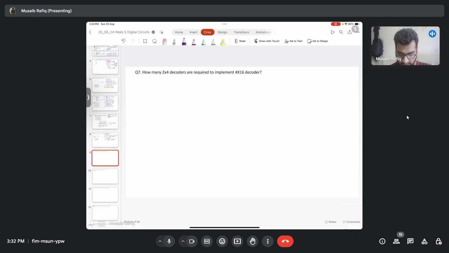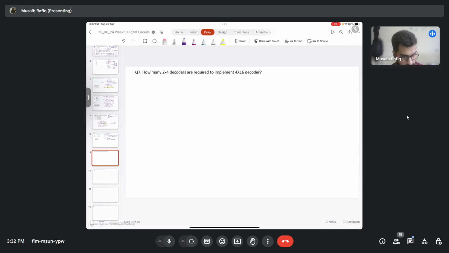It states that how many 2 is to 4 decoders are required to implement a 4 is to 16 decoder, right? So we need to find out the number of 2 is to 4 decoders that can be used to make a 4 is to 16 decoder. Here we are assuming we don't need any logic gates, only using decoders. So before going to the particular question, let me just show you how it's generally done.